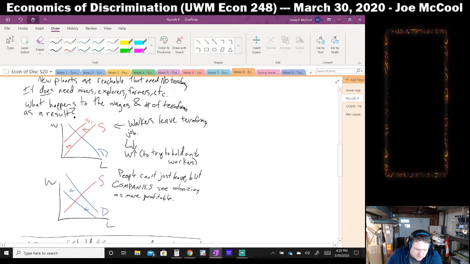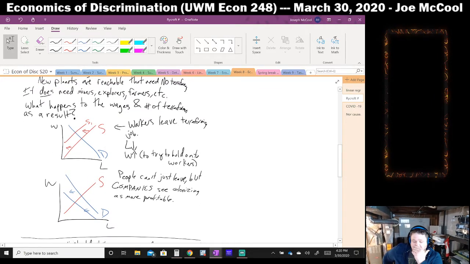Let's see. Then we also looked at this one. New planets are reachable that need no terraforming, but it does need miners, explorers, farmers, etc. What happens to the wages and number of terraformers as a result? So we had two possible explanations there that we looked at. First, workers may leave the terraforming job on their own if we have this terraforming market. Suddenly it is actually just more lucrative to not do this really hard work, and they can go and enjoy the open air and not be living under a bubble or whatever. So workers may just voluntarily switch over to these other jobs.